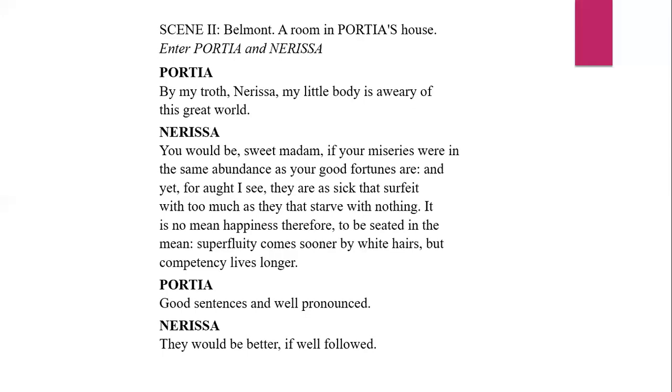So, according to Nerissa, people are sick of having too much. Surfeit means the people who have too much, who are supplied in excess. They are also worried, they are also sick with too much, as they that starve with nothing. What about the other group, the people who do not have anything? They also are worried. They starve with nothing.